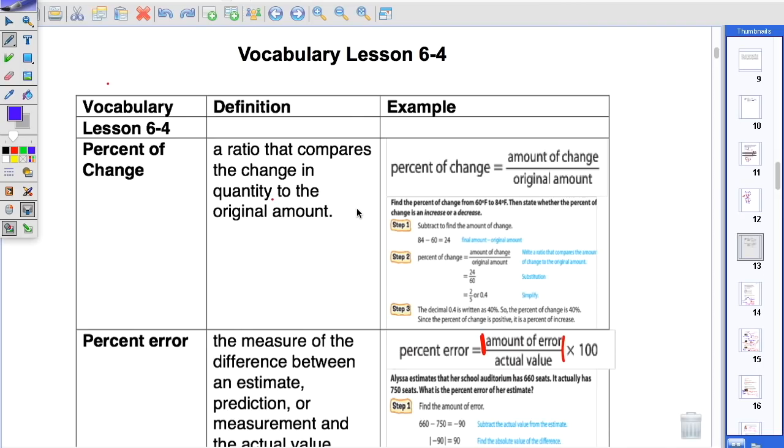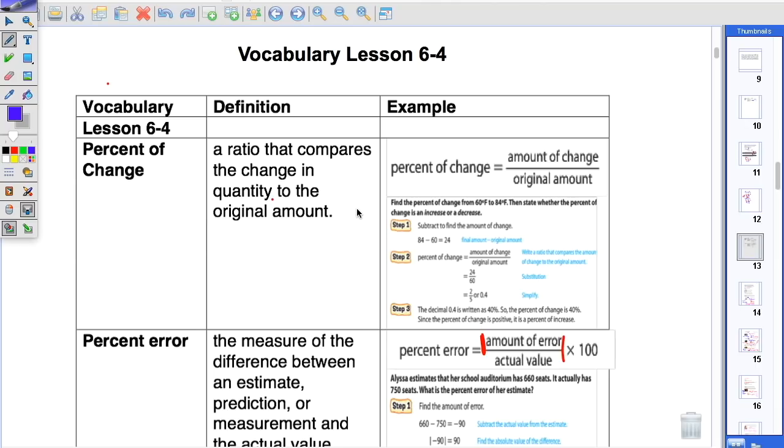This is the vocabulary for lesson 6.4, and our first word is percent of change. The definition is a ratio that compares the change in quantity to the original amount. My examples to go along with it, I have a formula. The percent of change is equal to the amount of change divided by the original amount.